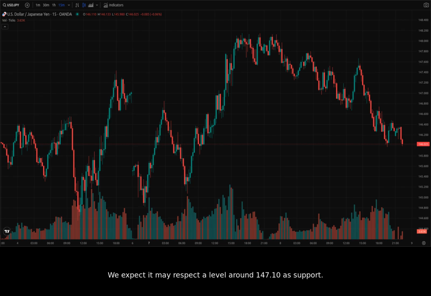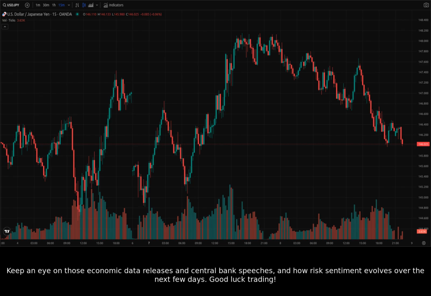We expect it may respect a level around 147.10 as support. Keep an eye on those economic data releases and central bank speeches and how risk sentiment evolves over the next few days.